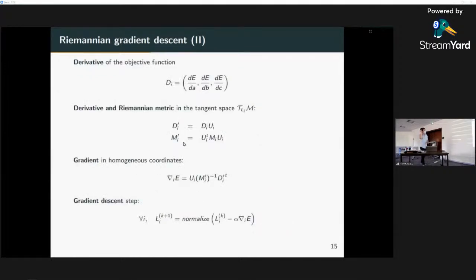And therefore, we can consider it as a Riemannian metric for our problem. I won't go into the details of the computation, but we can then write the gradient in homogeneous coordinates as follows: the inverse of the Riemannian metric in the tangent space, multiplied by the derivative in the tangent space, and we project those values back into the homogeneous coordinates by applying the matrix U_i. Finally, just as in gradient descent, we update our old coordinates by decreasing by a step times the gradient. And because we want to stay on the manifold of Euclidean normalized lines, we add a normalization to these coordinates.